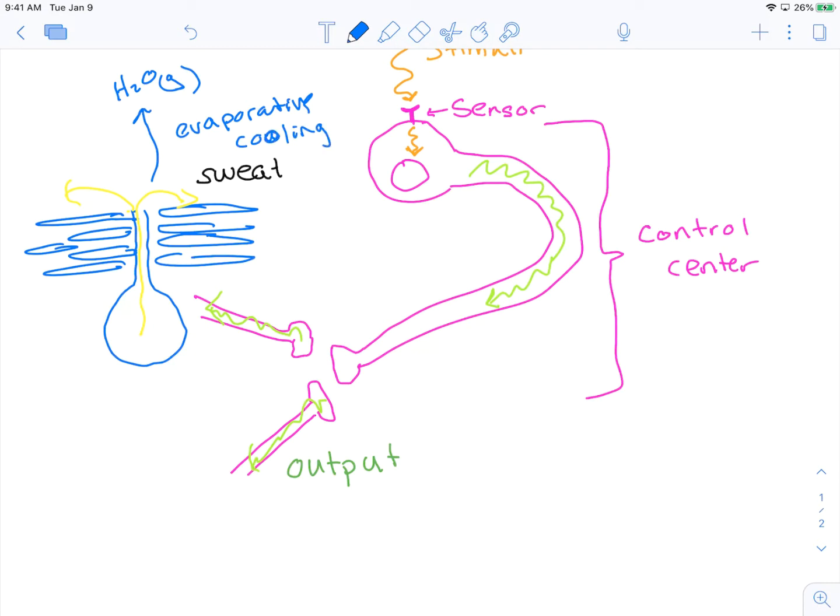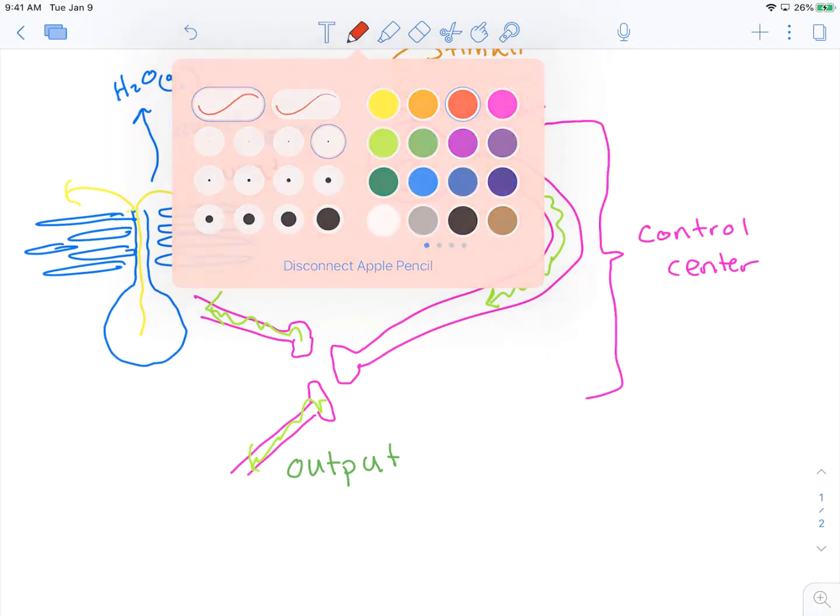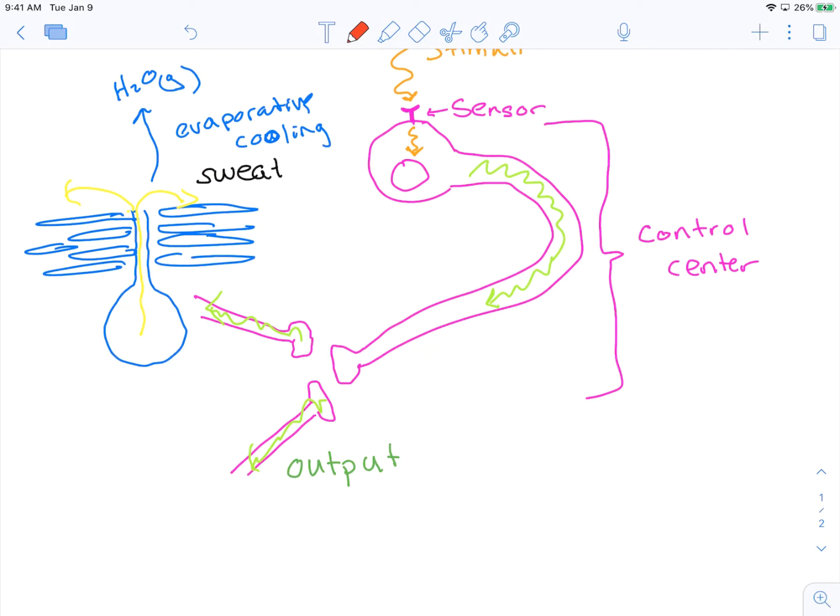And so that would be through the nervous system, the output signal through the nervous system. And so this is an important process that we have going on. But then there's another process that you need to know about. And that would be if we look at the blood vessels, so let's go ahead and draw kind of a blood vessel here. And we have that blood vessel.